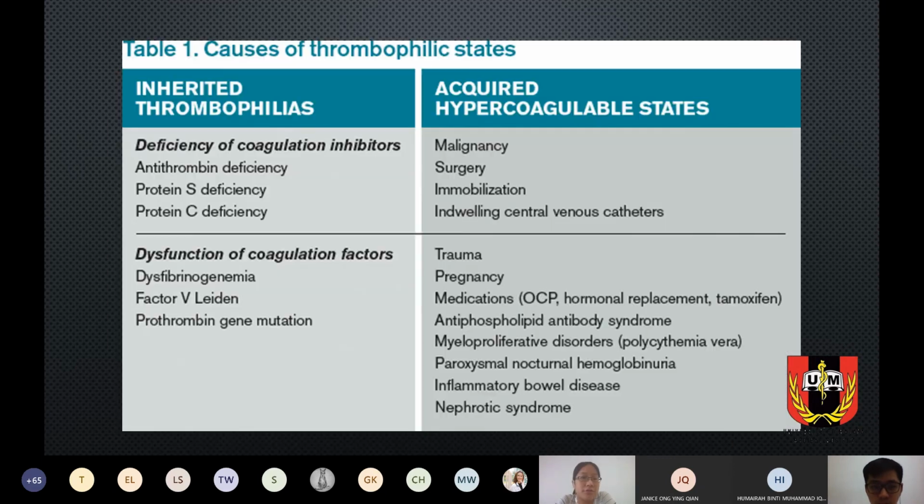Anything missing from here? Where's your antiphospholipid? Yes, here. So for antiphospholipid syndrome, you need to take the antibodies, which are lupus anticoagulant and also the anticardiolipin. So whatever you can think of that you can take as blood investigation to rule out all these things in the list, you take.